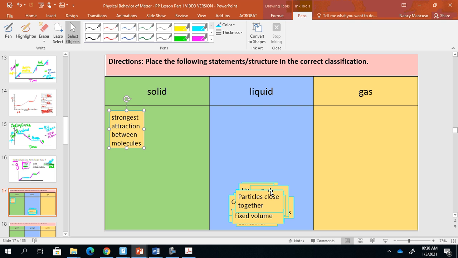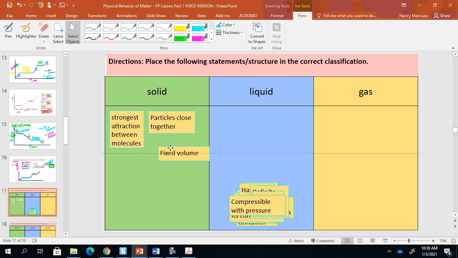All right, particles close together. They're furthest apart in a gas, they're a little closer together in a liquid, and they're closest together in a solid. All right, fixed volume. Well, both solids and liquids have fixed volumes. They don't change. The only one that changes is a gas. So if it falls between two things, you can just have it cross both lines.